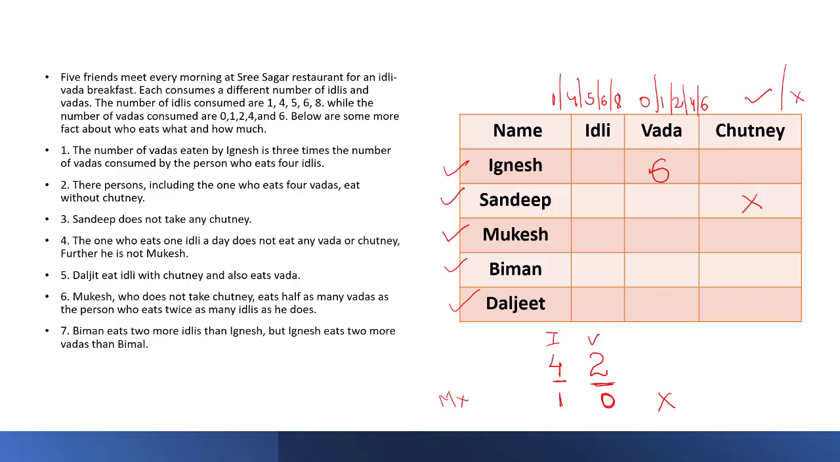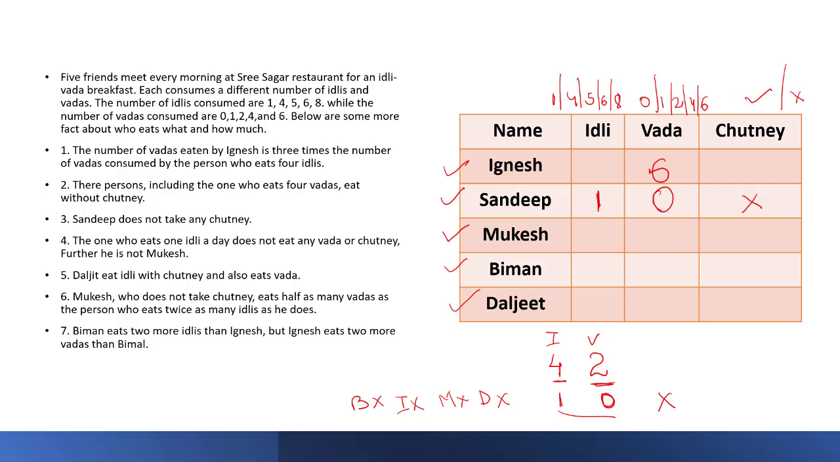Now Daljit eats idli with chutney and also eats vada, so this person is also not Daljit. Bimal eats 2 more idlis than Ignesh, but Ignesh eats 2 more vadas than Bimal. That means this person can also not be Bimal, because Bimal is eating both idli and vada. So now this person can only be Sandeep. So Sandeep would be consuming 1 idli and 0 vadas.